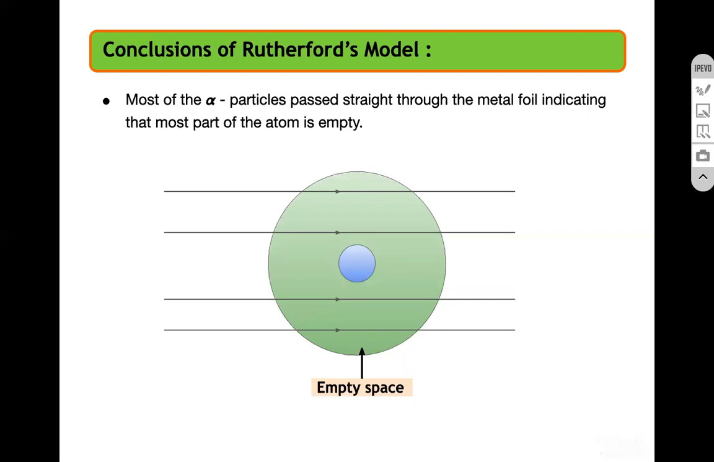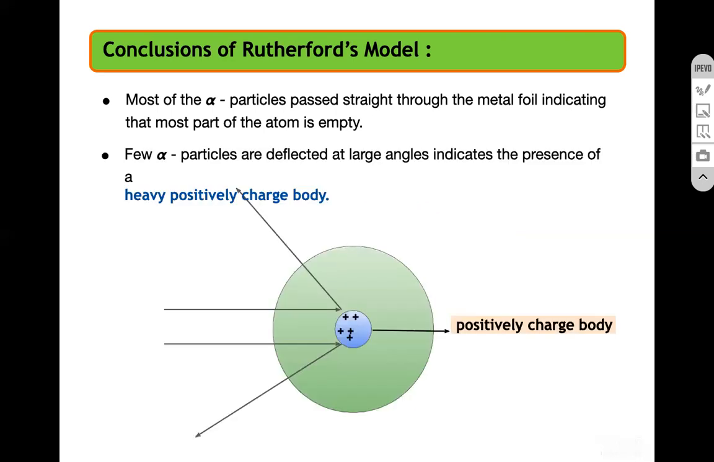Most of the alpha particles pass straight through the metal. Understood? So this means there is an empty space. I am moving to the next slide. Few alpha particles are deflected, which indicates that there is a positively charged center. Got it? Because alpha is positively charged, it is undergoing deflection, meaning positive is present at the center.